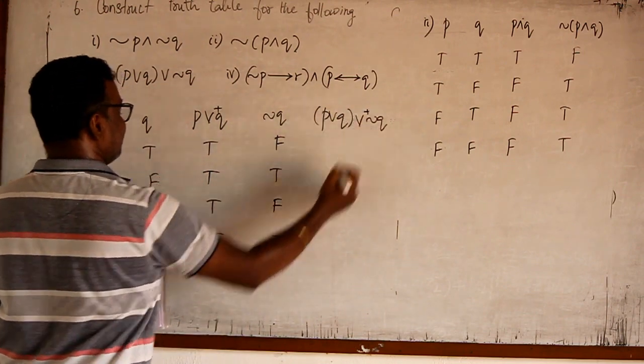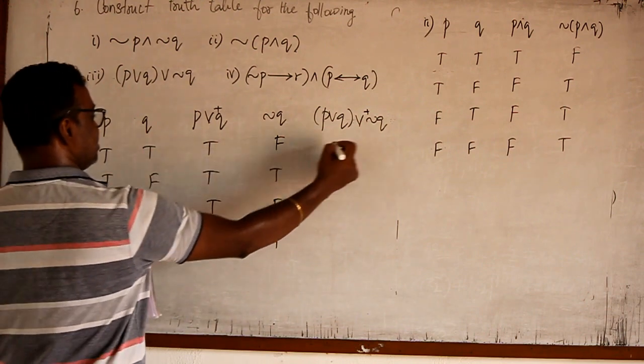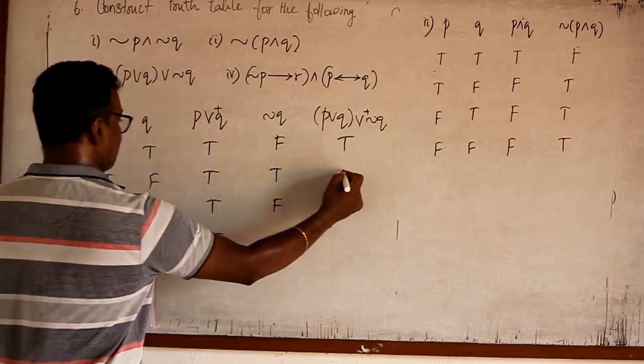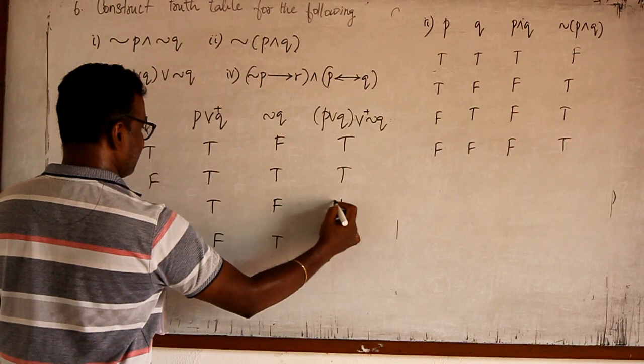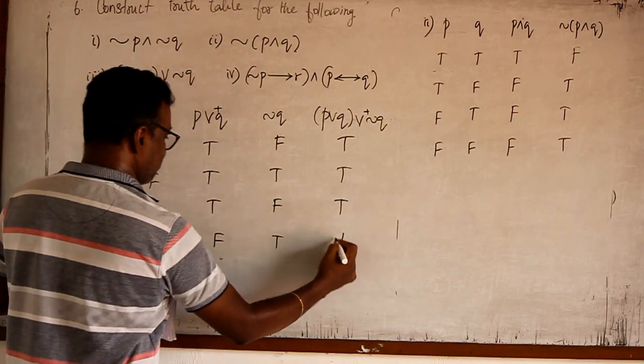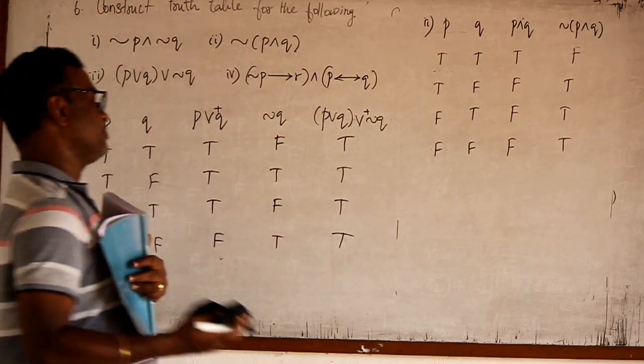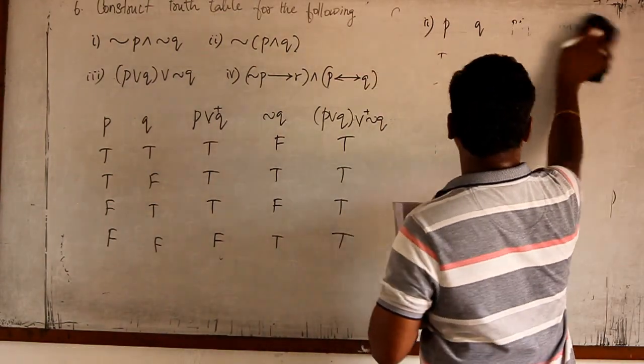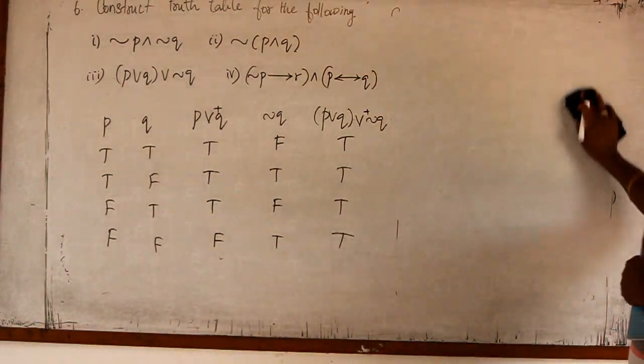Now again V means plus. Add 1 plus 0, 1. 1 plus 1, 1. 1 plus 0, 1. 0 plus 1 is 1. This is how you have to do it.